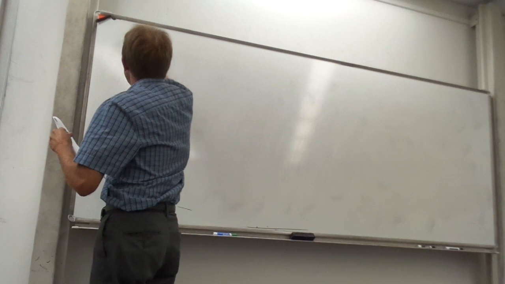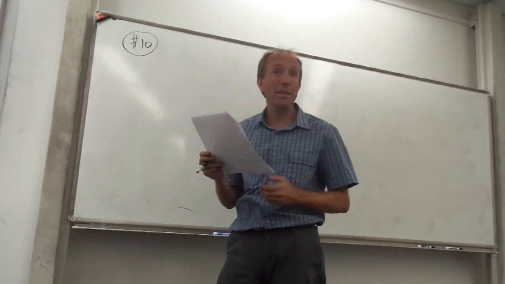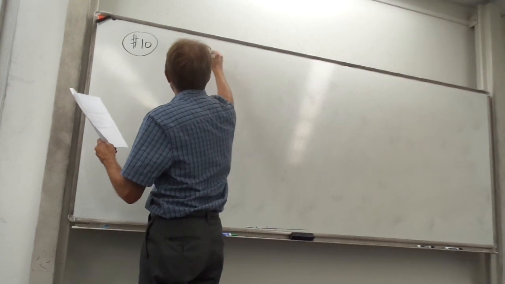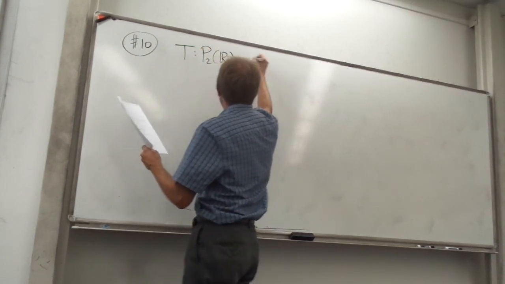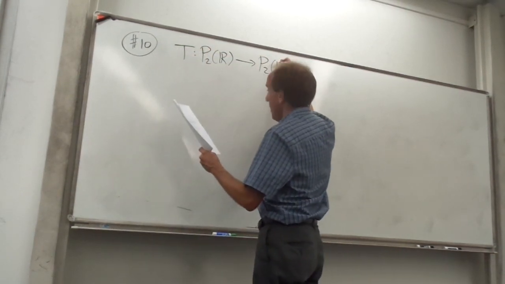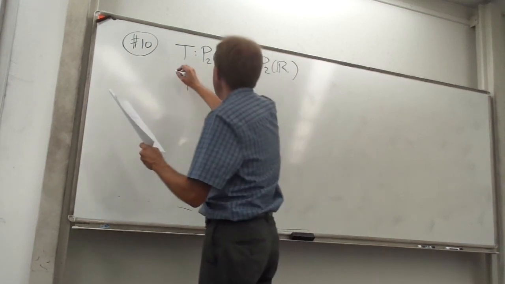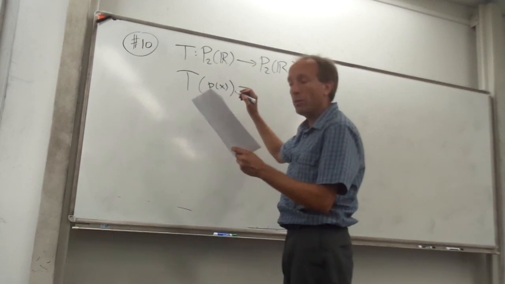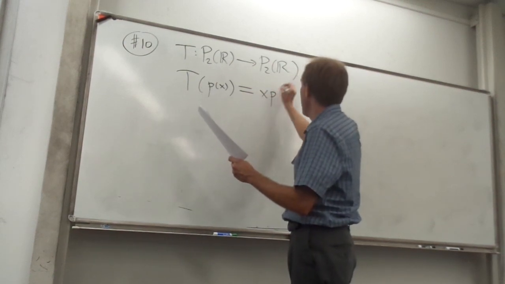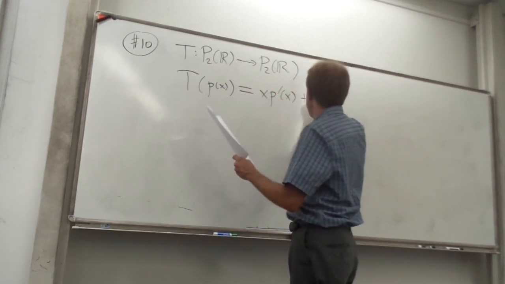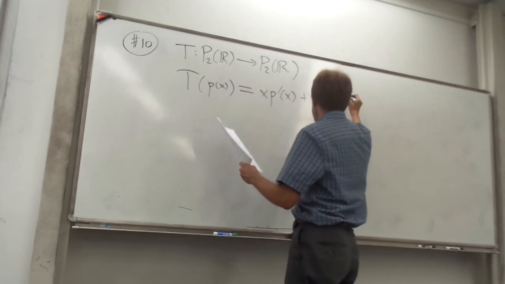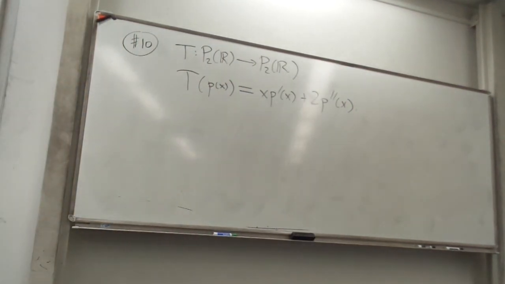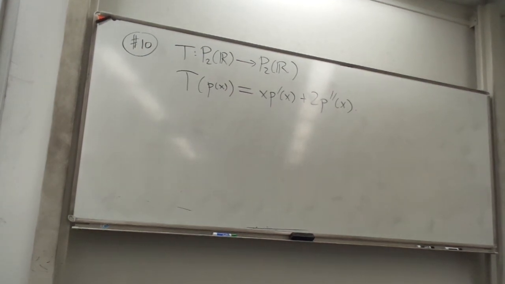I think this is a really good one because it's a little more abstract than the previous one. So this is good practice. Let's suppose we take T from P2 of R and map it to P2 of R. And T of P of x is equal to x P prime of x plus 2 P double prime of x. So getting this one started is a little bit important here.